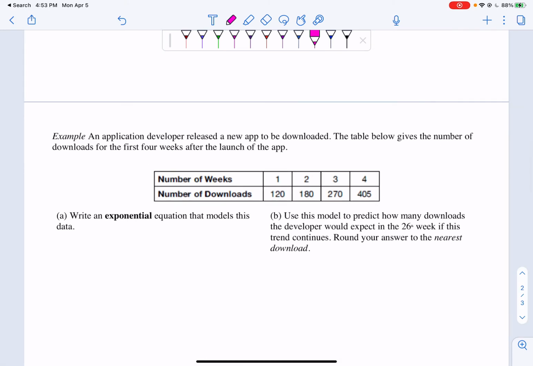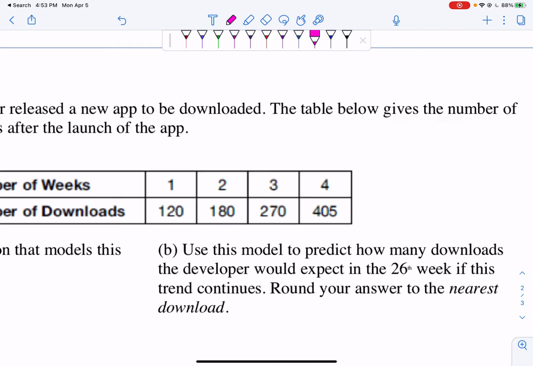An application developer released a new app to be downloaded. The table below gives the number of downloads for the first 4 weeks after the launch of the app. So here's our table of values. Part A says, write an exponential equation that models this data. So I'm telling you, this is an exponential function. So the first thing we want to do is figure out how much we're multiplying by.